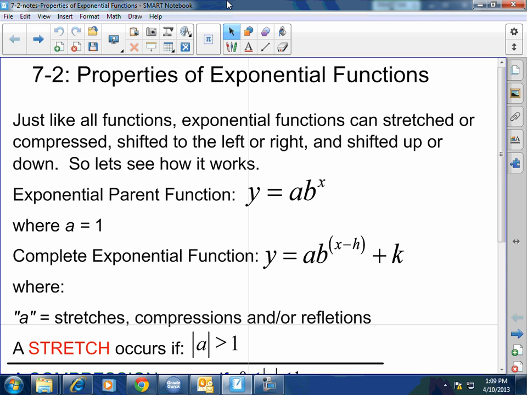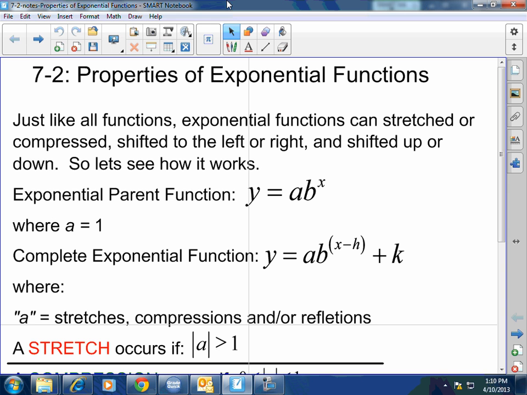And we did the linear and the quadratic and the cubic and the square root, the rational, all that good stuff. And remember that we shifted it using the H to go left or right and the K to go up or down, and then the A would either compress it or stretch it. The good news, all of that is the same here. That's the good news. So, for properties of exponential functions, just like all functions, exponential functions can be stretched or compressed, shifted to the left or right, and shifted up or down. Let's see how it works, guys.